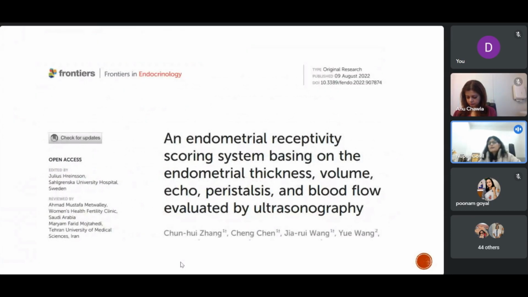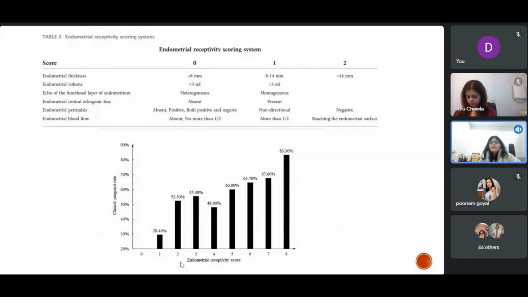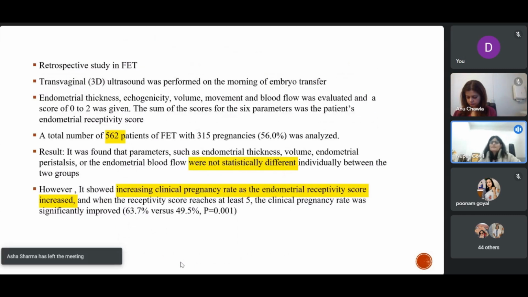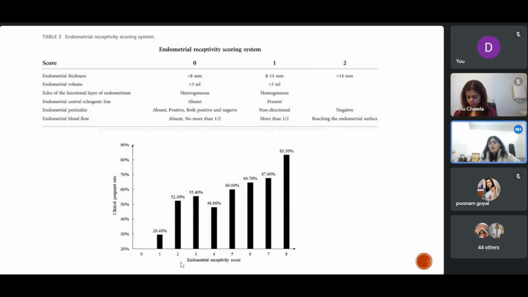This was a recent study by Zhang et al. Actually, they combined all the parameters and calculated a score. They used 6 parameters and gave a score for each parameter. They gave a score of 0, 1, and 2 if the endometrial thickness was less than 8, 8 to 14, or more than 14. Using this, they found that individually these parameters did not lead to any statistically significant difference for pregnancy, but when they combined them and created this endometrial receptivity score, the clinical pregnancy rates were significantly improved. And when the receptivity score reached more than 5, the pregnancy rates were significantly high.